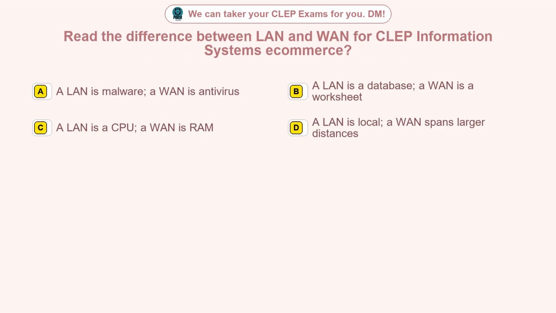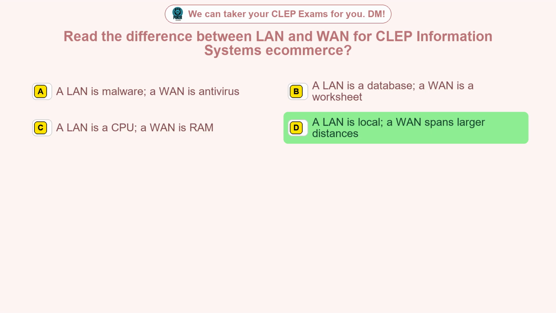Question 57. Read the difference between LAN and WAN for CLEP Information Systems Ecommerce. Option A. A LAN is malware, a WAN is antivirus. Option B. A LAN is a database, a WAN is a worksheet. Option C. A LAN is a CPU, a WAN is RAM. Option D. A LAN is local, a WAN spans larger distances. The correct answer is option D.